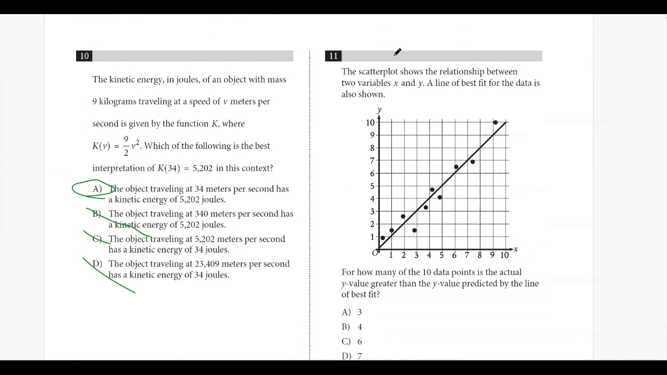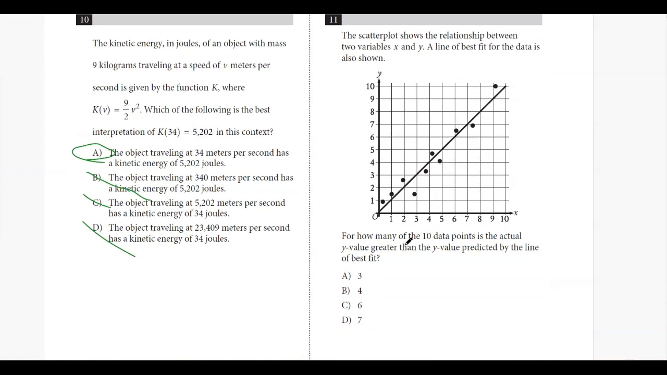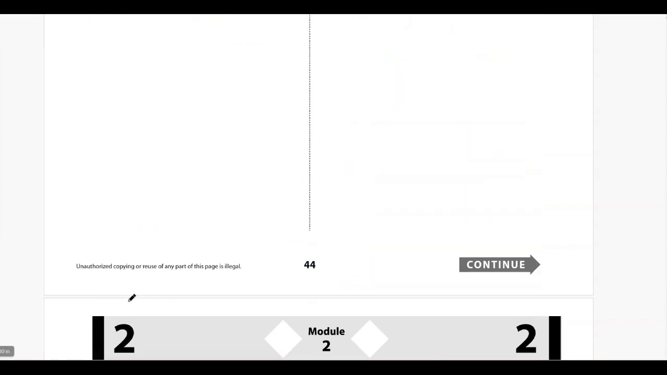Okay, let's go to 11. The scatter plot shows a relationship between two variables, x and y. A line of best fit for the data is shown. For how many of the 10 data points is the actual y value greater than the y value predicted by the line of best fit? So all we gotta do is look at these, because the actual y value is greater than the predicted y value. So 1, 2, 3, 4, 5, 6. So C is correct.